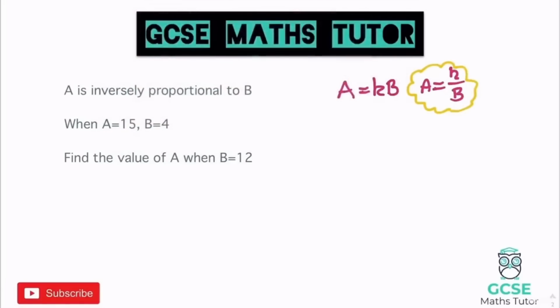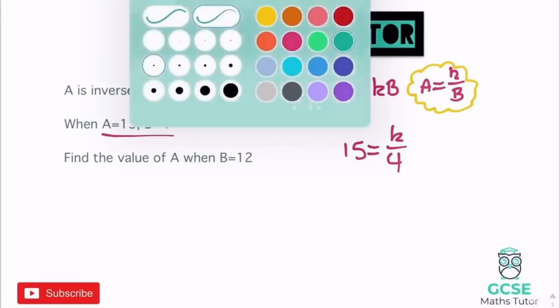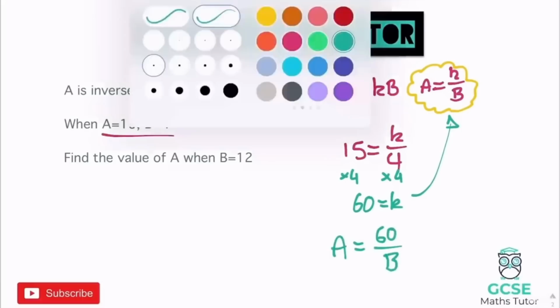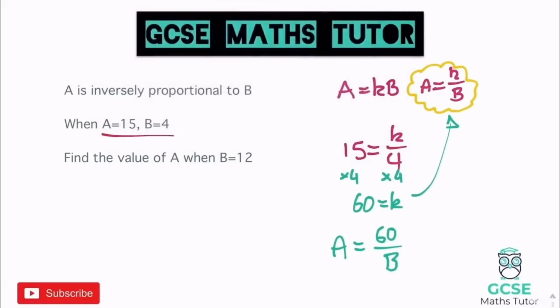And then it gives us some values to put in. So it says 15 for A, so 15 equals K over, and it says B is 4. So we can solve this for K, we can times both sides by 4 to isolate K there, and we get 60 equals K, or K equals 60. And now what we can do is we can put that 60 back into the original formula here, and that will give us our formula. So A equals 60 over B. And that is a formula for A in terms of B, and sometimes you might just be asked to write a formula for A in terms of B, and there it is.